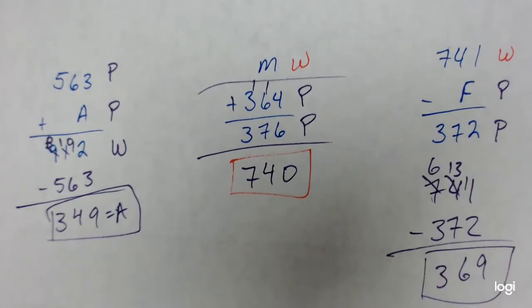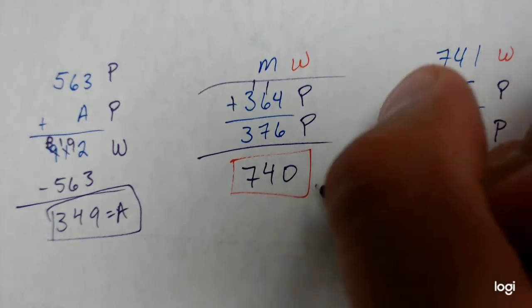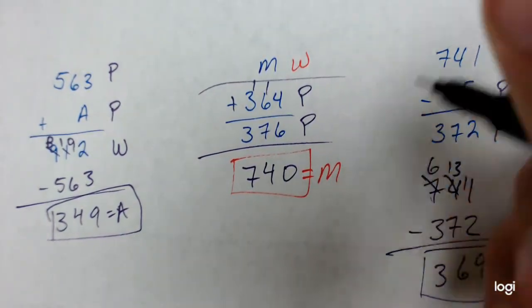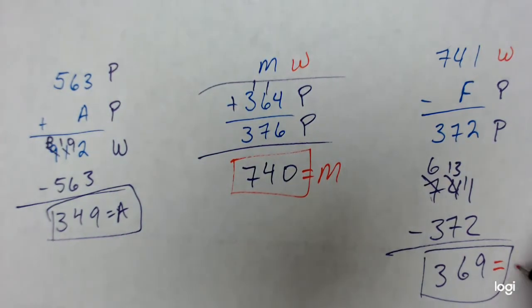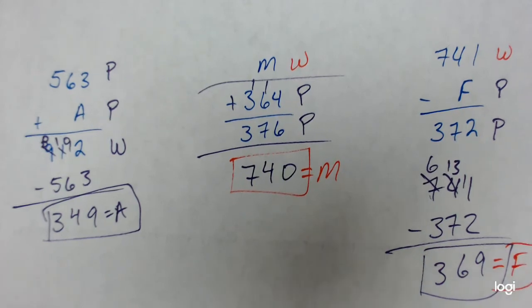So again, house cleaning note, this one should have been 740 equals M, and this should be 369 equals F, all right, because that's the missing letter that we're looking for.